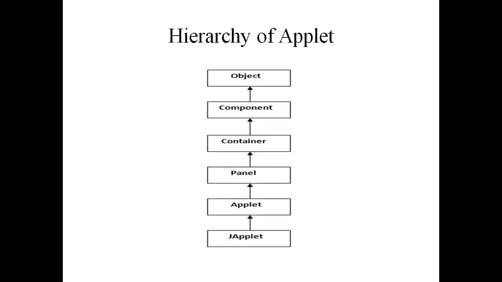Now let's see what is the hierarchy of the Applet class. An Applet class is actually a child class of the Panel class. Applet class extends the Panel class. Let's see the hierarchy. The supermost class in Java is the Object class. The Component class extends the Object class. The Container class extends the Component class. There's a Panel class which extends the Container class. Applet class extends the Panel class. So Applet is a child of the Panel class.